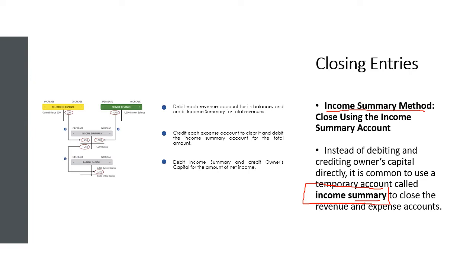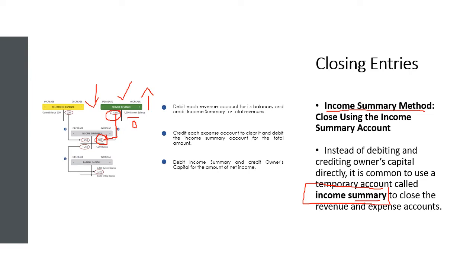So let's look at our example over here in the visual. Here we have our service revenue. Our service revenue has a credit balance, so we increase on the credit side and decrease on the debit side. It currently has a credit balance of $1,500. If we want to bring that balance down to zero, we will need to debit that account $1,500 and then we'll have a balance of zero. But we have a debit, so we know it needs to go somewhere as a credit. So we're going to transfer that to the credit side of income summary. So we have $1,500 on the credit side of income summary now.